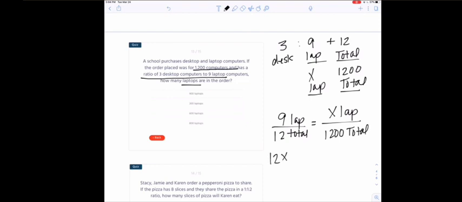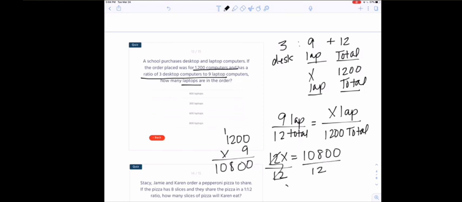12 times x is 12x. And 1,200 times 9, let's do it together. 0, 0, 9 times 2 is 18, carry the 1. 9 times 1 is 9, plus 1 is 10. So 1, 0, 8, 0, 0. We're going to now divide by 12, so we can isolate the x. And let's do that division problem over here.